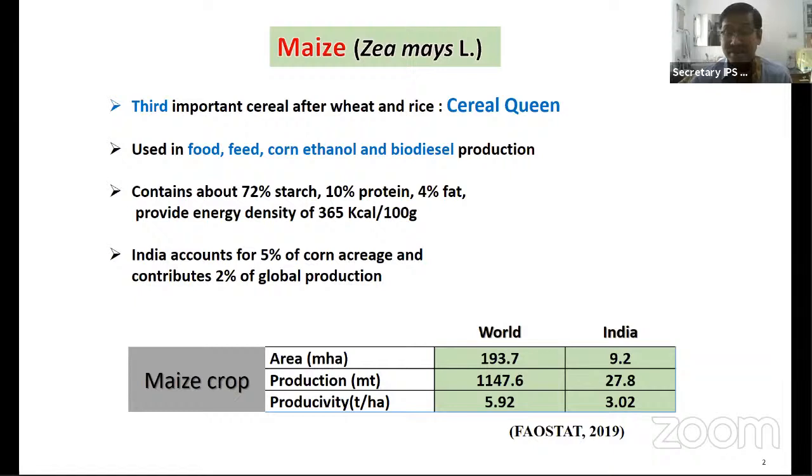The title is unfurling the resistant mechanism or resistant character in the maize germplasm of India against maize leaf blight disease. As we know, maize is known as the cereal queen, and it is the third most important cereal crop. It is very popularly used not only as food and feed, but also for biodiesel. In terms of production and productivity, India accounts for 5% of corn acres and contributes about 2% of global production.